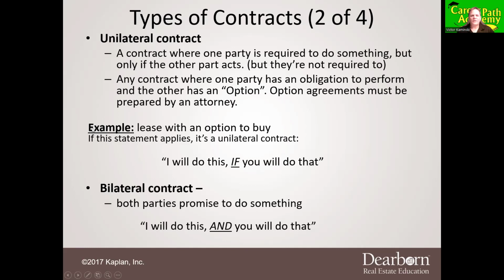So the test to see if something is a unilateral contract or not would be a statement like, I will do this if you will do that. Whereas the litmus test for a bilateral contract is, I will do this and you will do that. If and, that's the difference.